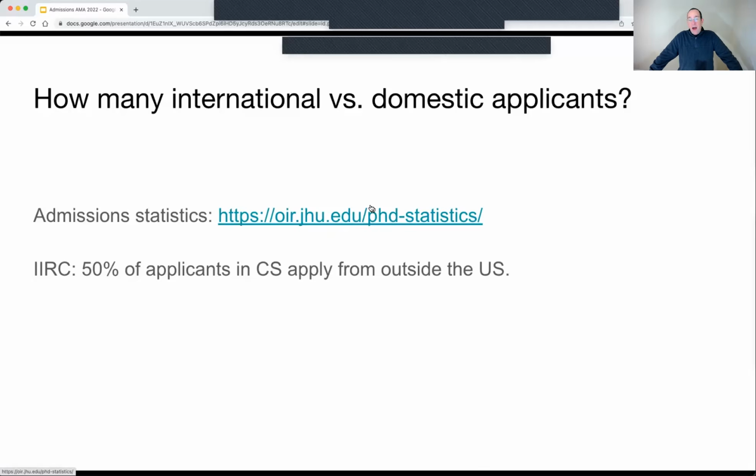However, we have a website put together by a centralized administration at Hopkins that gives a lot of statistics about our PhD populations: demographic breakdowns, number of students in each program, acceptance rates. It's really detailed. I don't think it has this information, which is why I added the statement. But if you have questions about who applies to Hopkins, who gets in, and what they look like in terms of demographics, all that information is available on this website. It's actually really comprehensive.